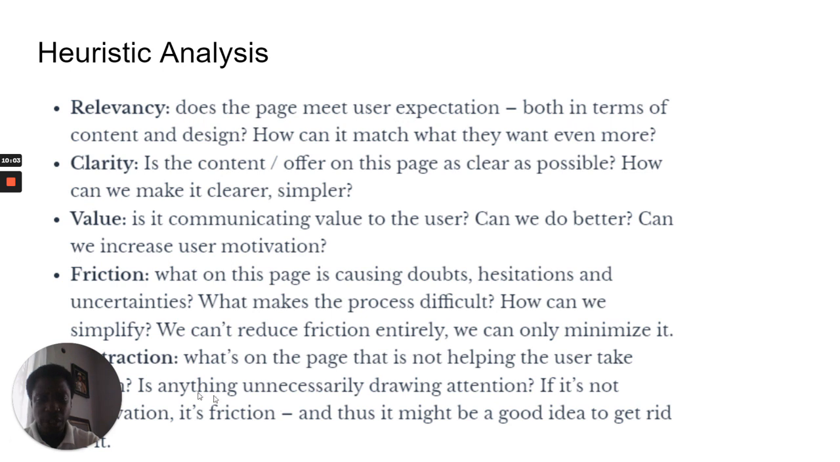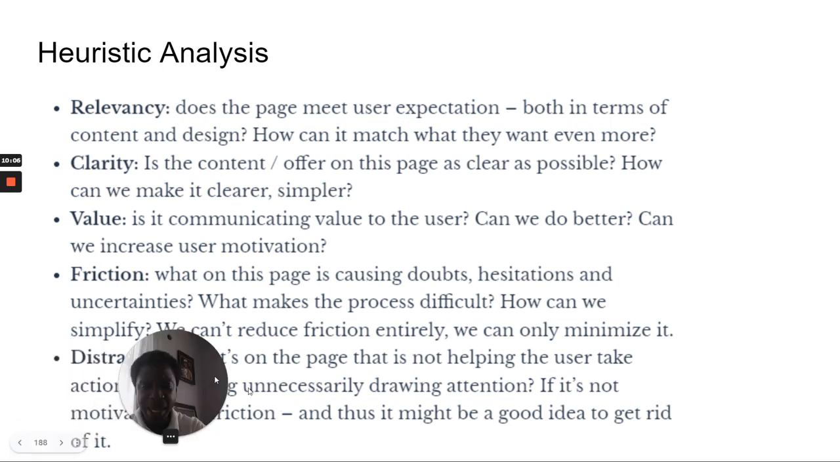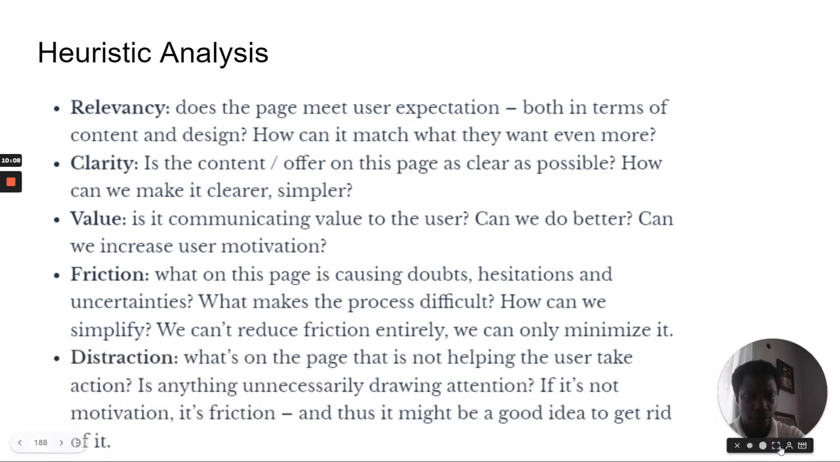We can't reduce friction entirely, but you can minimize friction, because usually there are frictions on pages. And then you have distractions also. What's on the page that is distracting the user? Is there another button somewhere on the page? Let's say, and it's for any one metric that matters, right?